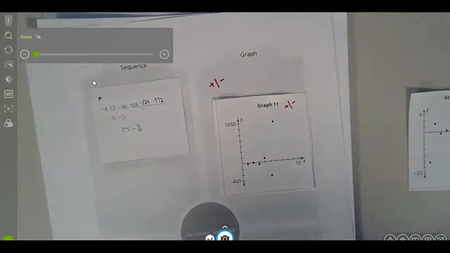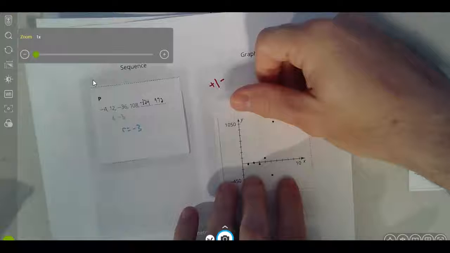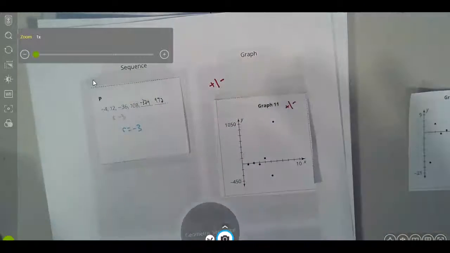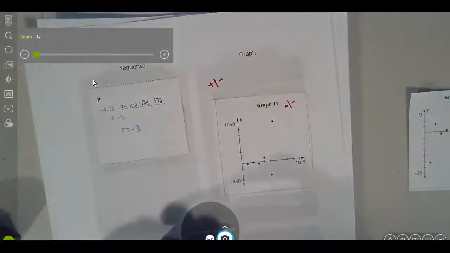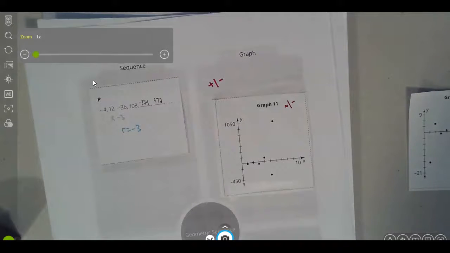Okay? Hopefully this helps out, guys. Please try to finish each of these graphs and sequences and type in what you think they are in the Google Doc.